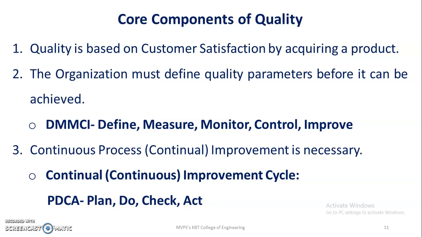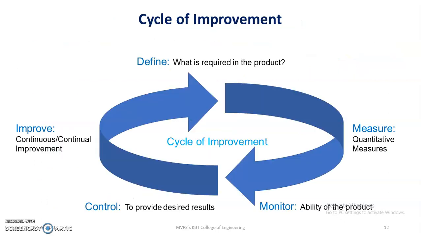So in order to meet some criteria of improvement and the ability to satisfy a customer, one must follow cycles of improvement. The first cycle is DMMCI, that is define, measure, monitor, control and improve. It is called the cycle of improvement through measurement. So the first stage of the DMMCI cycle is define.